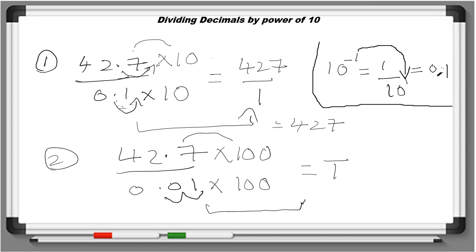Now what happens? I will show you. 1, 2. So it became 427. I will put a 0. So it became 4270. 4270 divided by 1 is 4270. So when I divide 42.7 by 0.01, the decimal moves 2 places from left to right, and I get 4270.